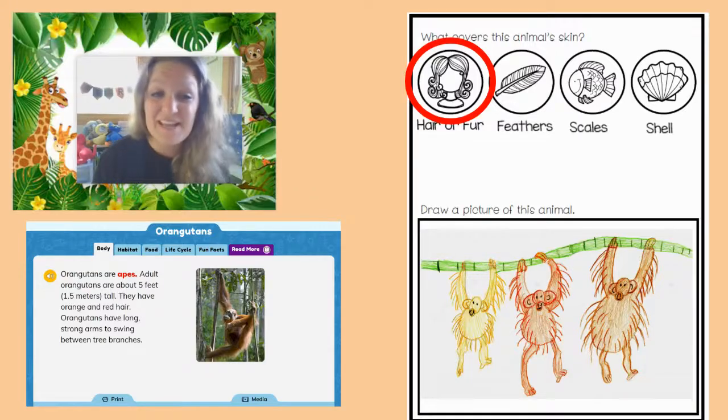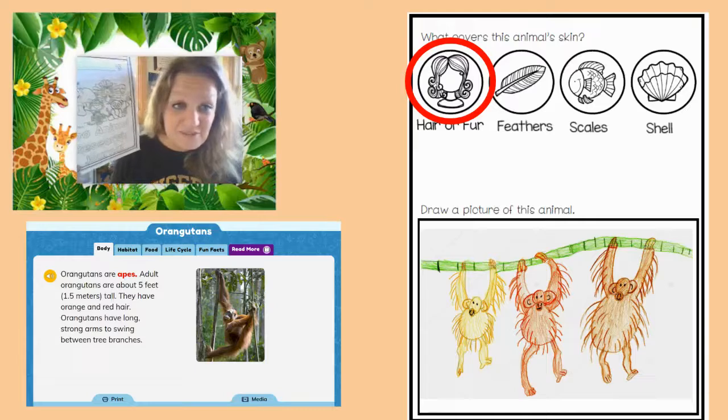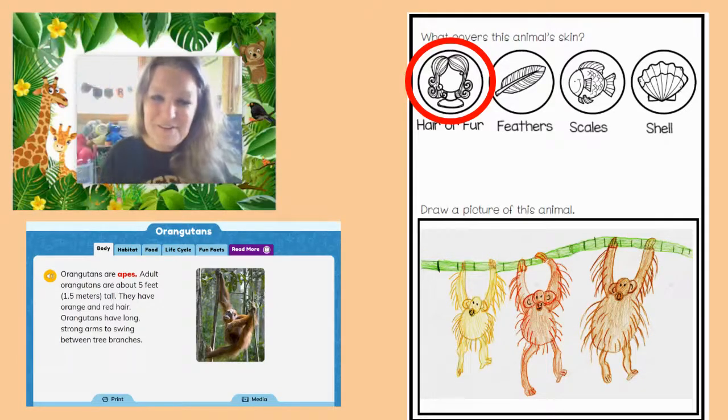Now, kindergartners, it is your turn. You get to choose any animal you want and you can fill out your animal research report. Have fun. I hope you enjoy your zoo day.